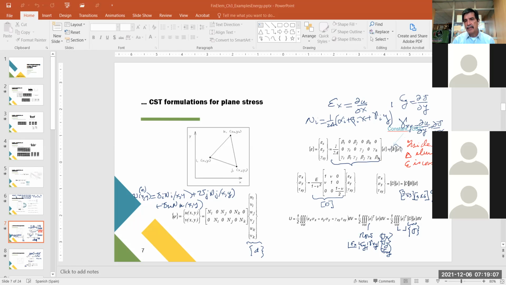Something which is very important, I put it in red, is that inside every element, this is the strain. You see that it is just constants, 3 constants. So inside every element, we mentioned a few minutes ago, the strains are going to be constant. And that's because that's the type of interpolation function that we employed.